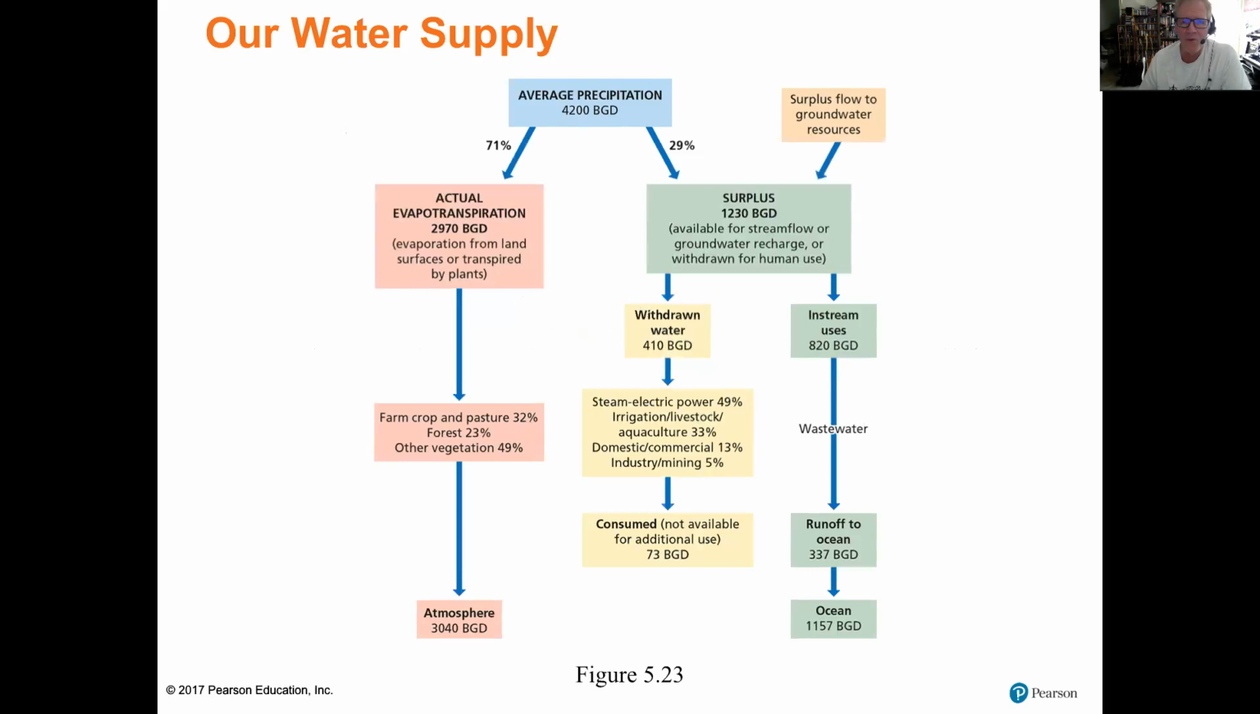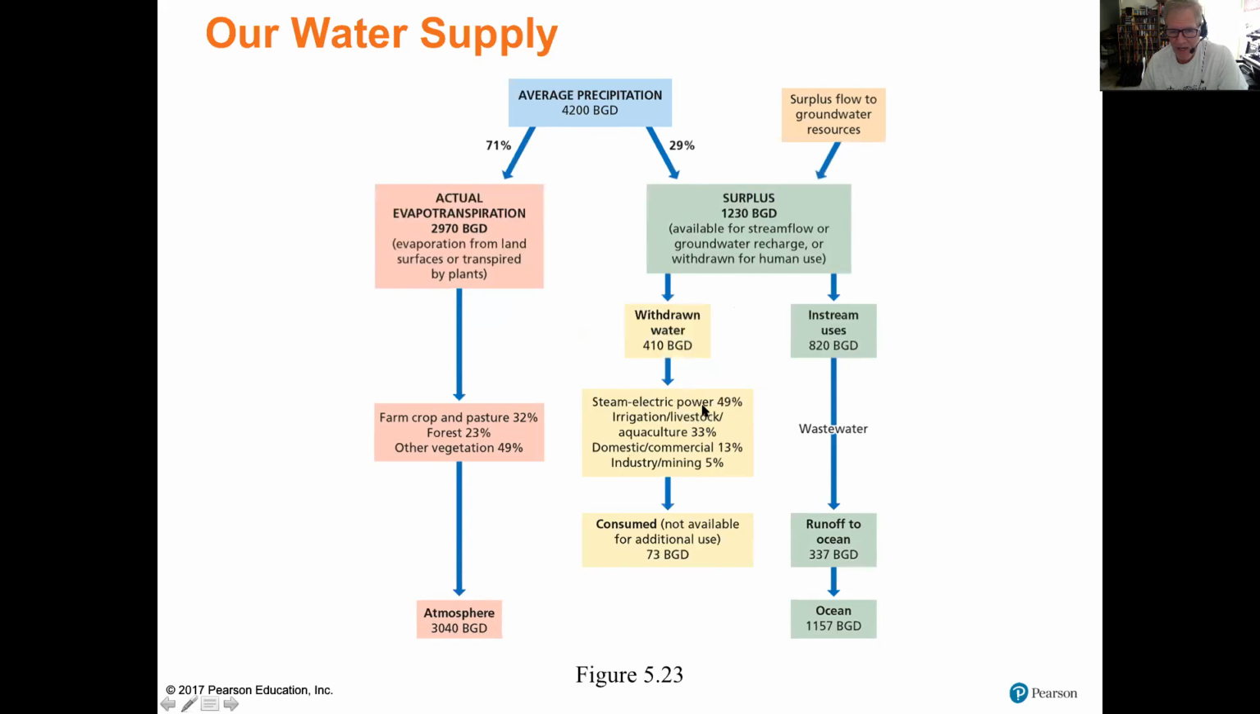So for the U.S. as a whole, here's kind of how it works. On the average, our precipitation is about that, billions of gallons. We have the actual evapotranspiration, what we use in terms of irrigation, and also for forests and other vegetation, and then what goes back into the atmosphere. This is the surplus that's left after this, available for stream flow and groundwater recharge or withdrawn for human use. It goes into streams. Some of it's withdrawn out of that.